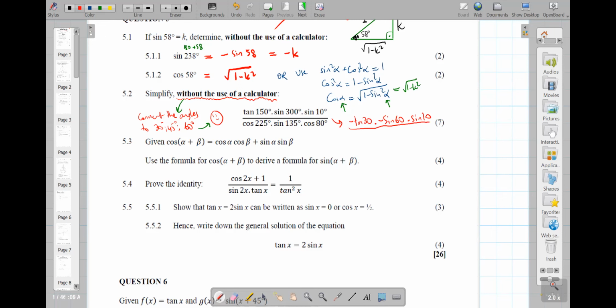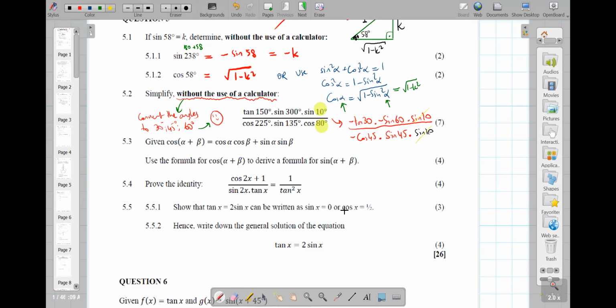And then when you divide, the other one is 225. 180 plus 45 is 225, and cosine is negative, so negative cosine 45. And finally, 135 is 180 minus 45, and sine is positive in the second quadrant. And then cosine 80. When you come to this step, you should be expected to realize 10 and 80 add up to 90. So I can convert 80 because they add up to 90. Instead of cos 80, I can write sine 10. And as we were expecting, they cancel.